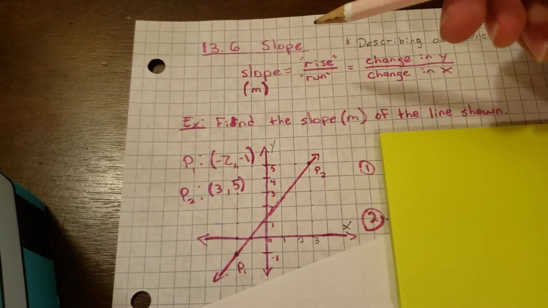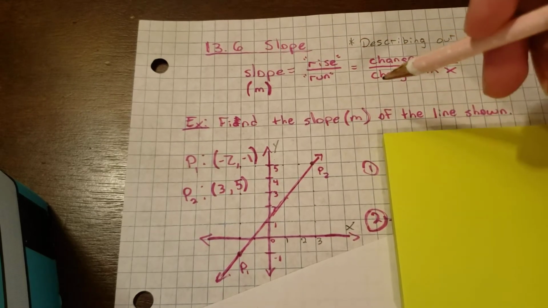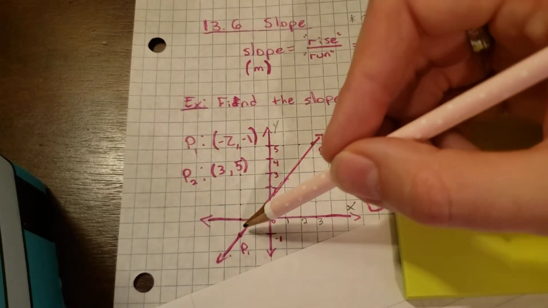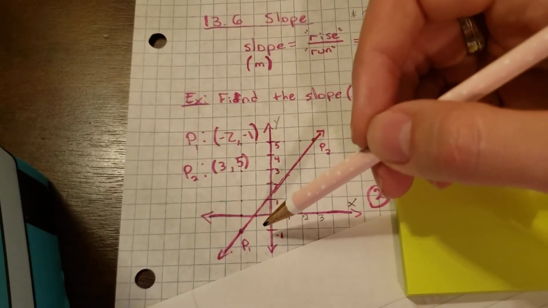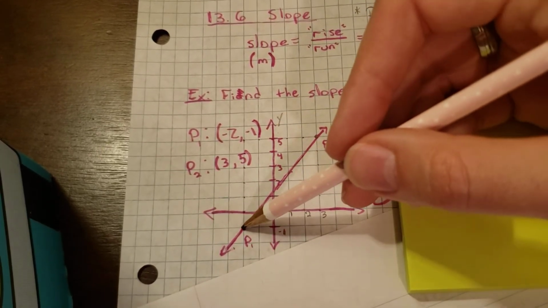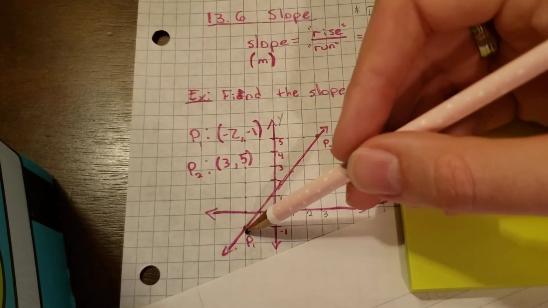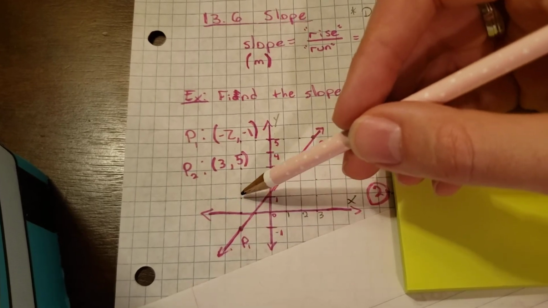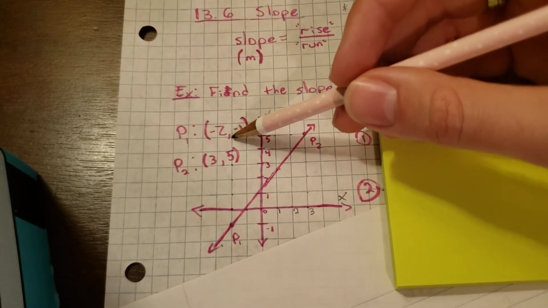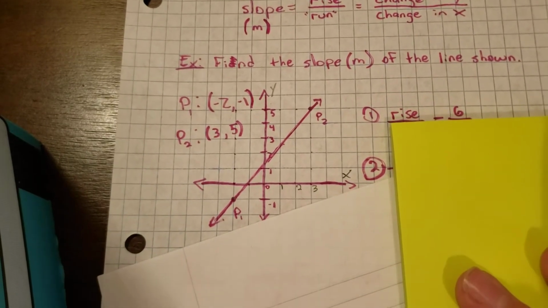Now, again, for the slope, we describe it by the change in y, that's the rise, over the change in x, that's our run. So, between points 1 and 2, how much does it change along the y-axis? How much does it change vertically? Well, let's see. Point 2 is all the way up here. Point 1, so my change is 1, 2, 3, 4, 5, 6, and I'm moving up. So my vertical change is +6. My rise is 6.